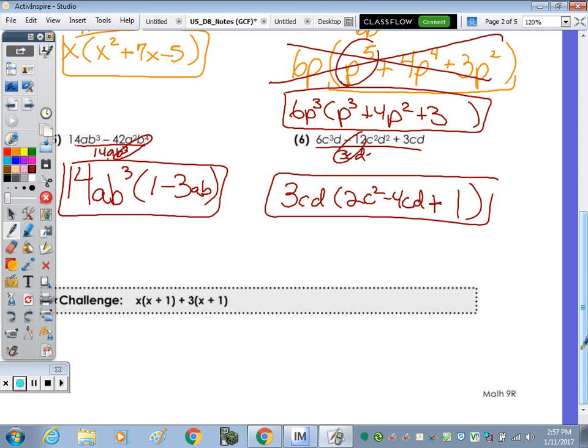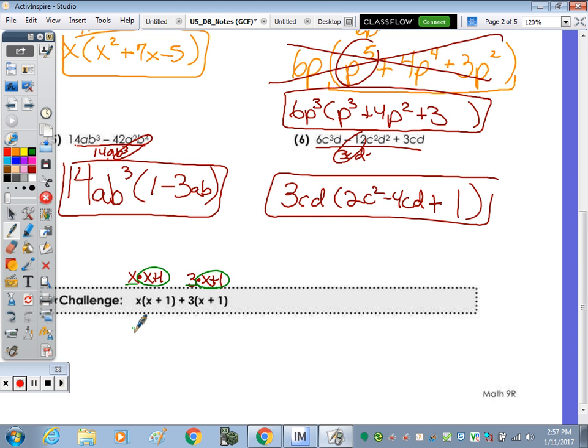What about this challenge question? It's x times x plus 1 plus 3 times x plus 1. What is the common factor as I read it aloud? Elijah? What's that? It's not 1 because the two factors are, again, this is x times x plus 1. This is 3 times x plus 1. So is the common factor the x and the 3? Or the x plus 1 and the x plus 1?